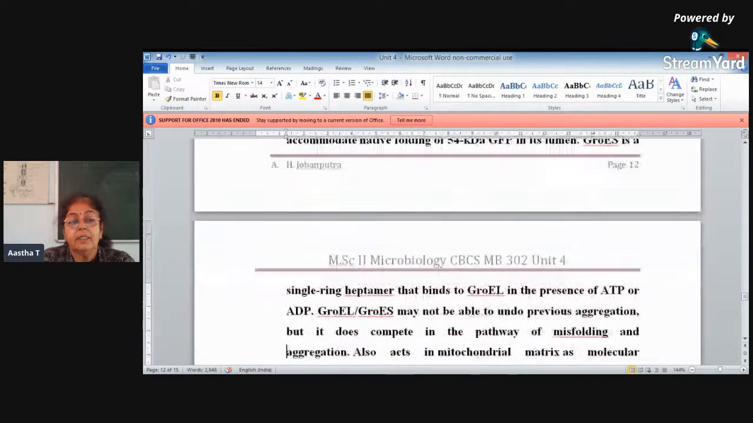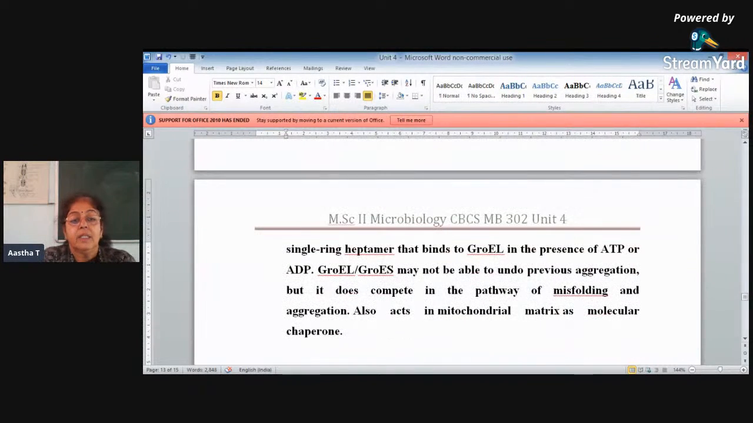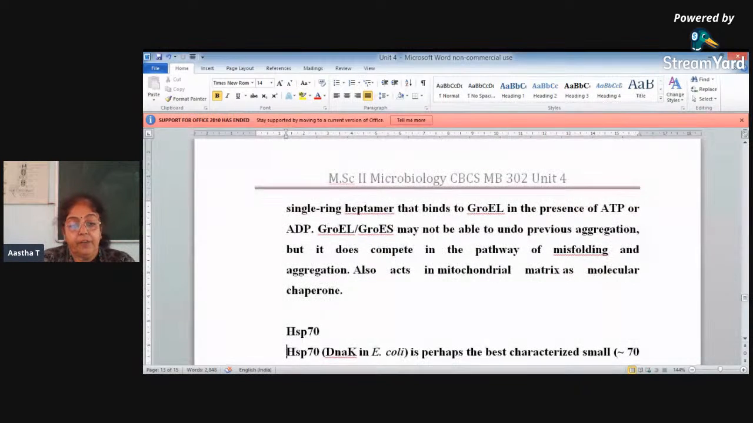GroES is a single ring heptamer, with 7 units, that binds to GroEL in the presence of ATP and ADP. So this complex of GroEL and GroES carries out the HSP role, or they can also carry out the role of a chaperone. They may not be able to undergo previous aggregation, but it does compete in the pathway of misfolding and aggregation. So they are playing the role of a molecular chaperone.